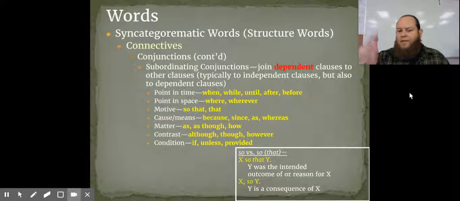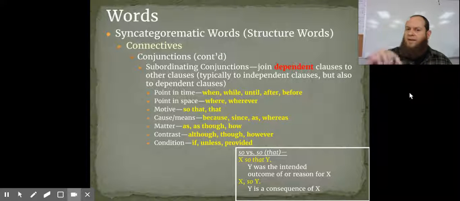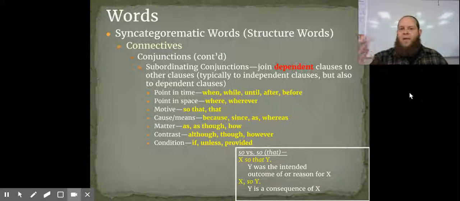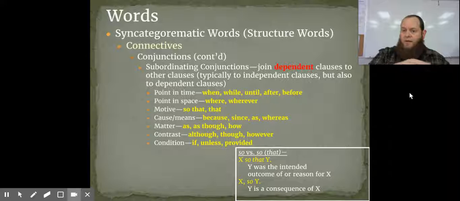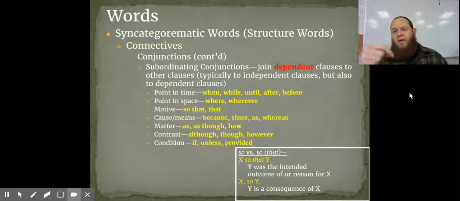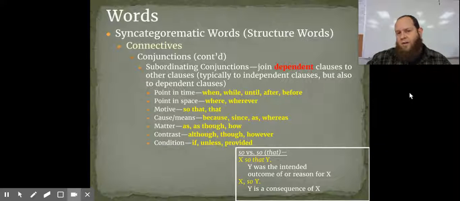If Y is a consequence of X, so if X happened and then Y just happened as a consequence, then that comma needs to be there because that goes back to that logical connection, that causal relationship that we talked about in the other video on coordinating conjunctions. But if Y was the intended outcome of X, if I did X so that Y would happen, then there's no comma necessary, and that "that" doesn't even have to be there. I did X so Y would happen. No commas necessary there.